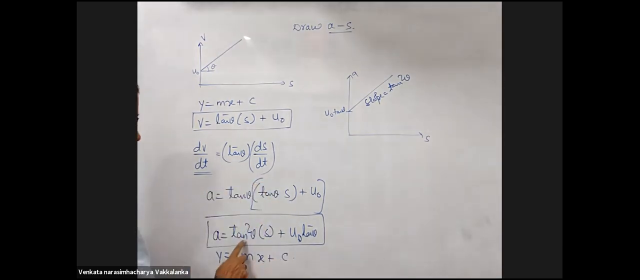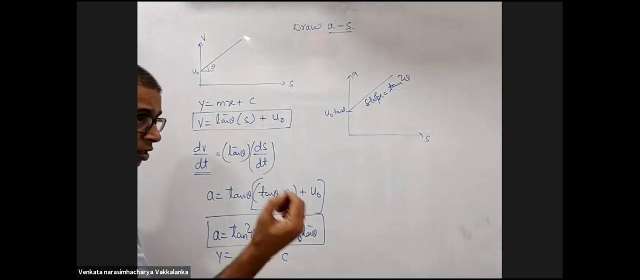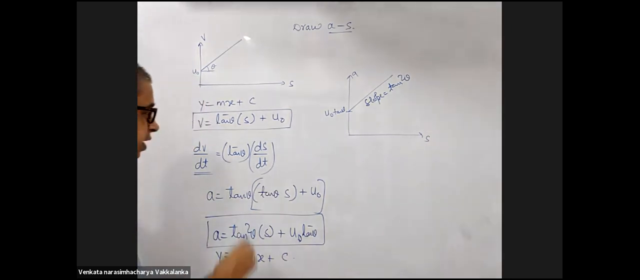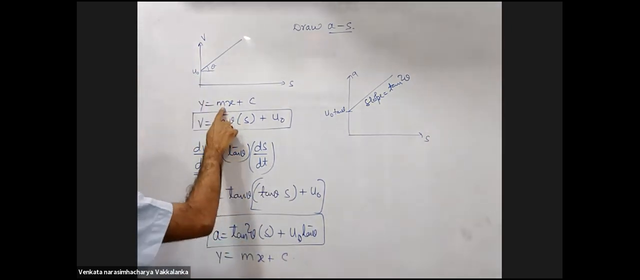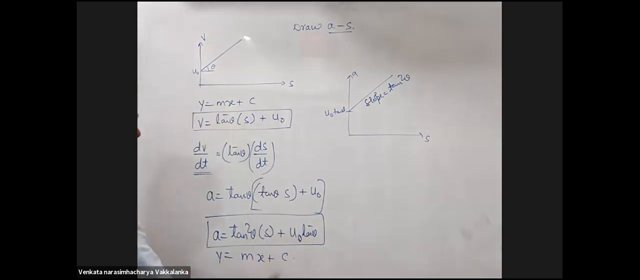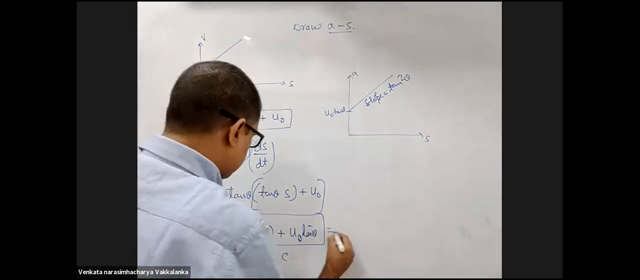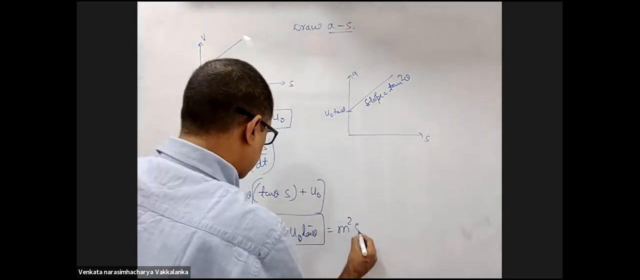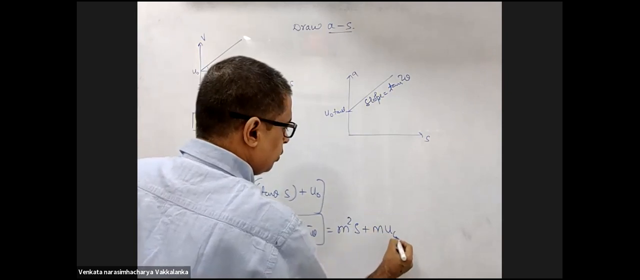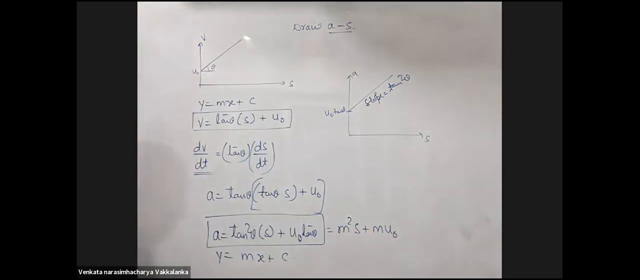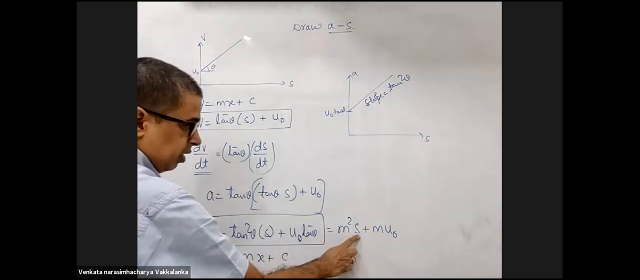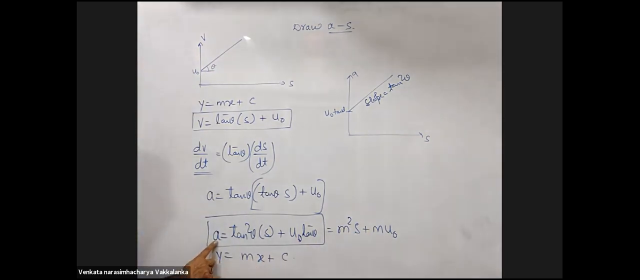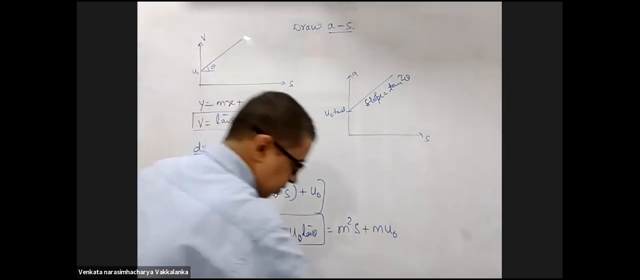One of the students said this appears like a quadratic equation in tan theta. Theta is a constant. Suppose you want to avoid the confusion, tan theta is m. So this will be m square and m u naught. So you can write this equation as m square s plus m into u naught. Now you know m is a constant. Variable is the displacement, acceleration on the y-axis.